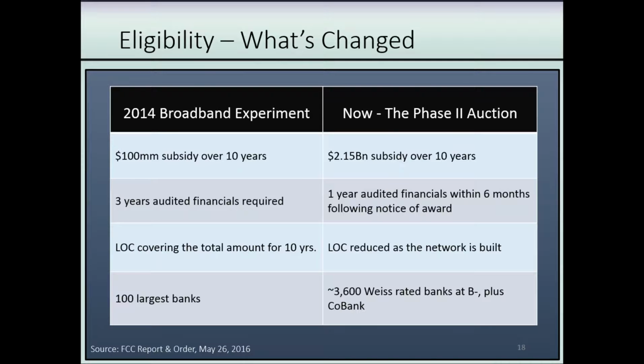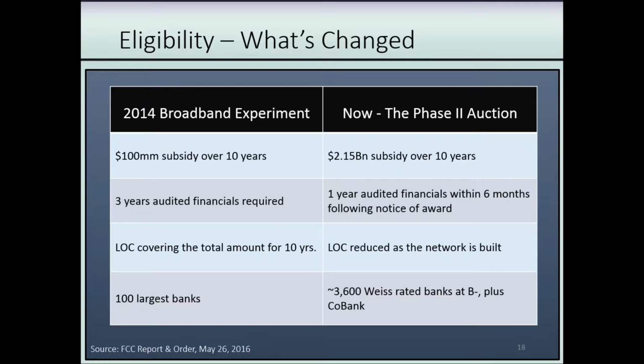However, that letter of credit amount will be reduced as the network is built, and we'll get into a little bit more detail about that in a moment. The experiment provided for 100 of the largest banks to support. The FCC recognizes the significant burden that places on local rural providers, and indeed the Commission wants local rural providers to participate, and they feel very strongly about that.